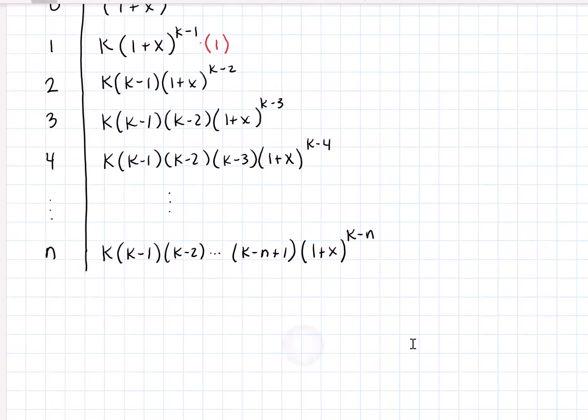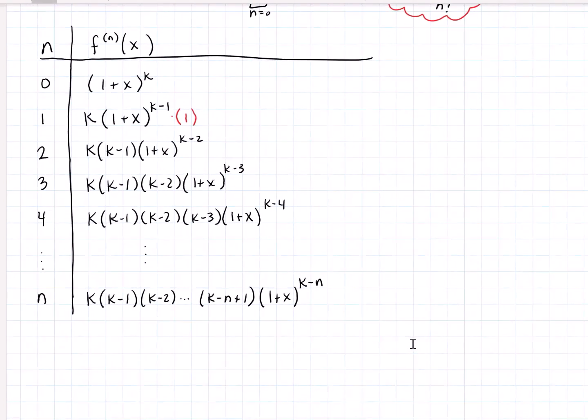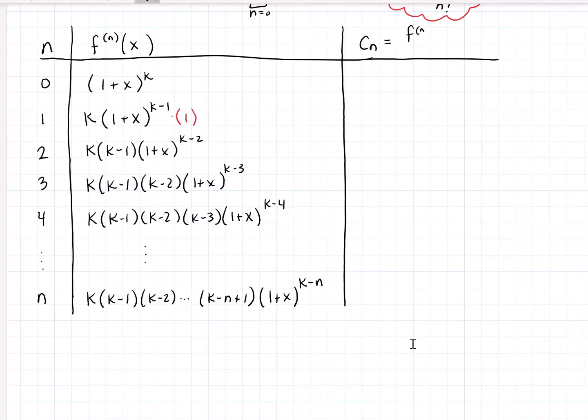Now we can put that into the coefficients and see what the coefficients would be. Remember, since we're centered at 0, we're plugging 0 into those derivatives, and then dividing by n factorial. So for the first one, when I plug in 0, I'm just going to get 1 to the k over 0 factorial, which is 1.